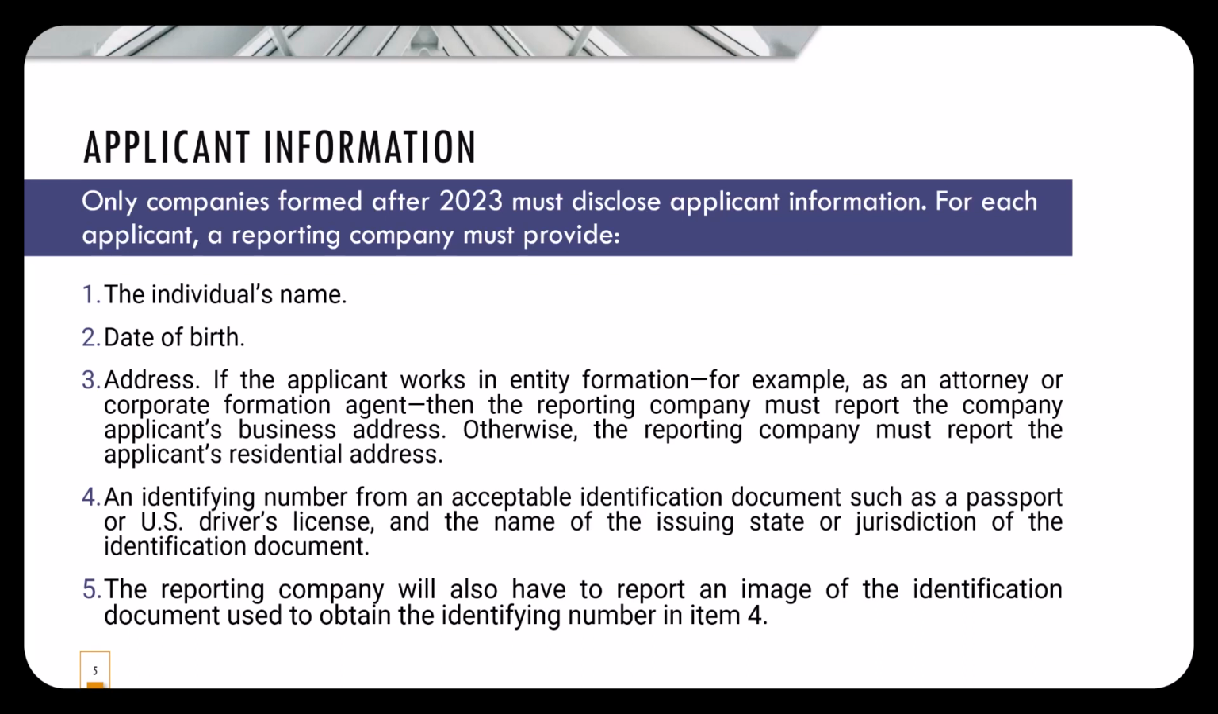Now, an applicant is a person who created the company. It's either the person who filed or signed the articles of organization or the articles of incorporation or the document that created the company with the state or tribe, or it could also be that person's boss. So if a paralegal filed the articles of organization for an LLC and that paralegal was working for an attorney, both the attorney and the paralegal would be deemed to be applicants.